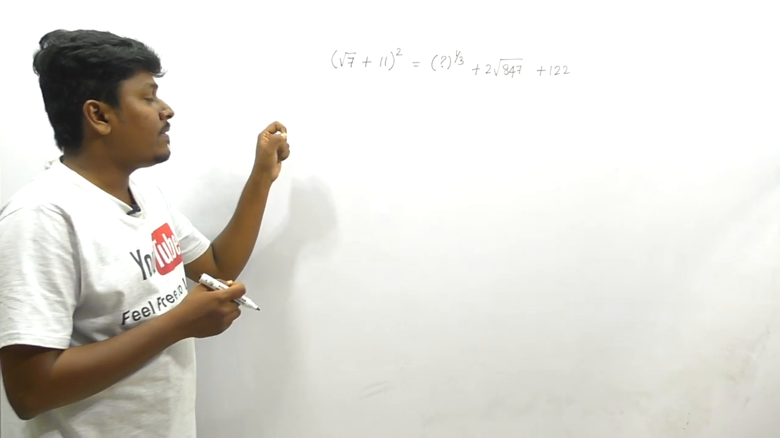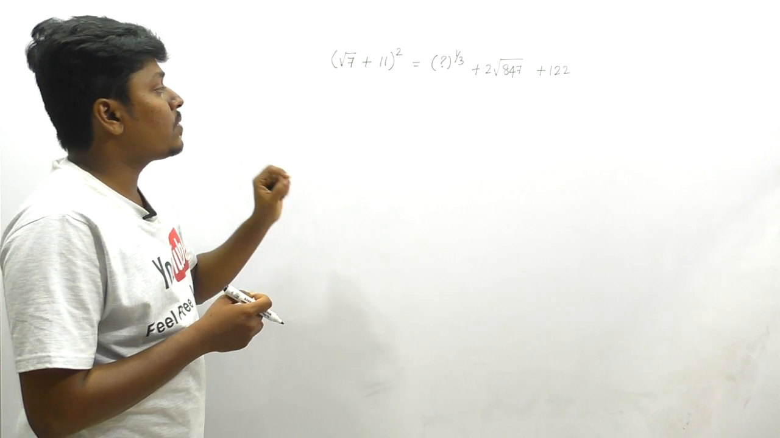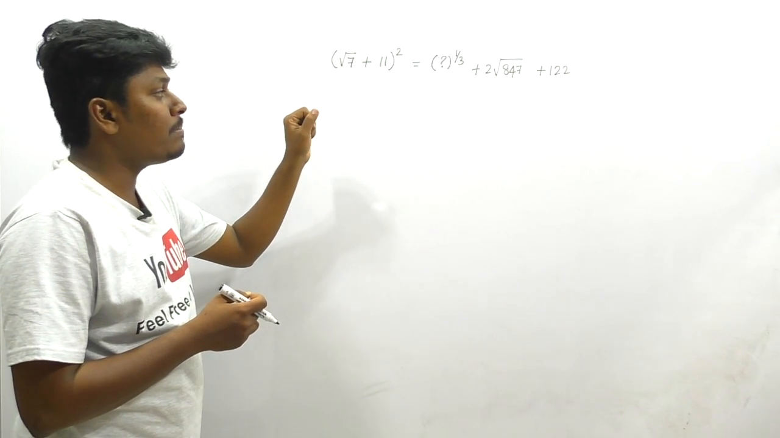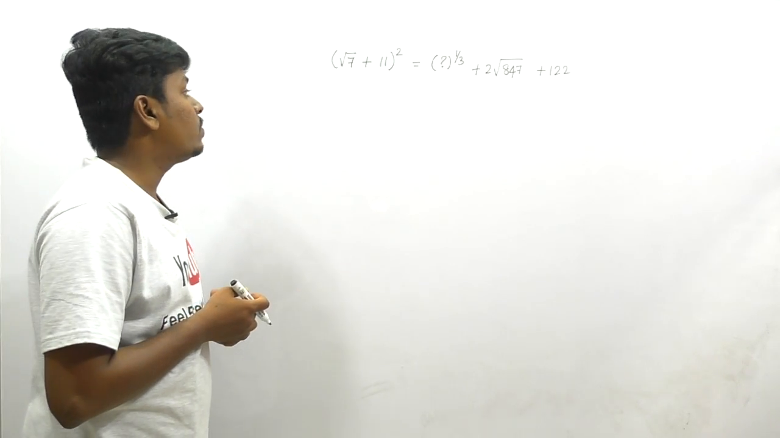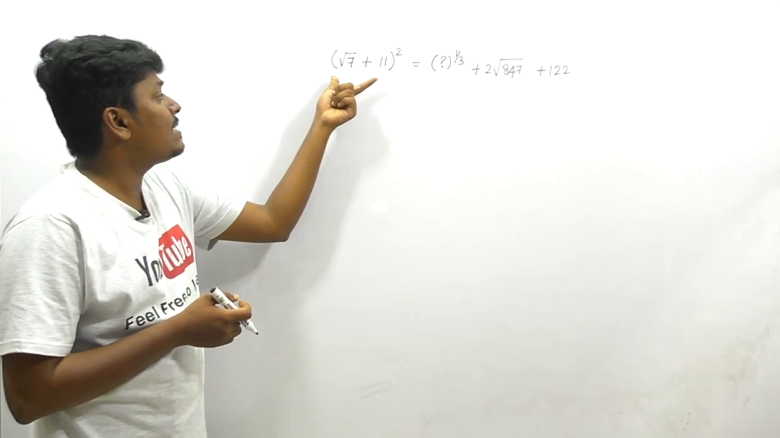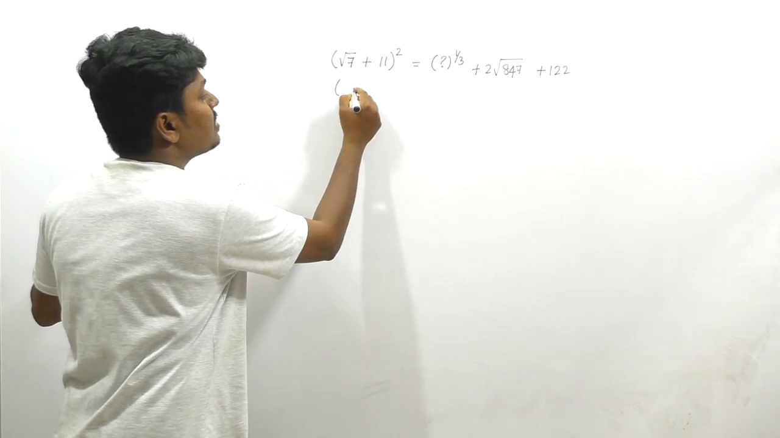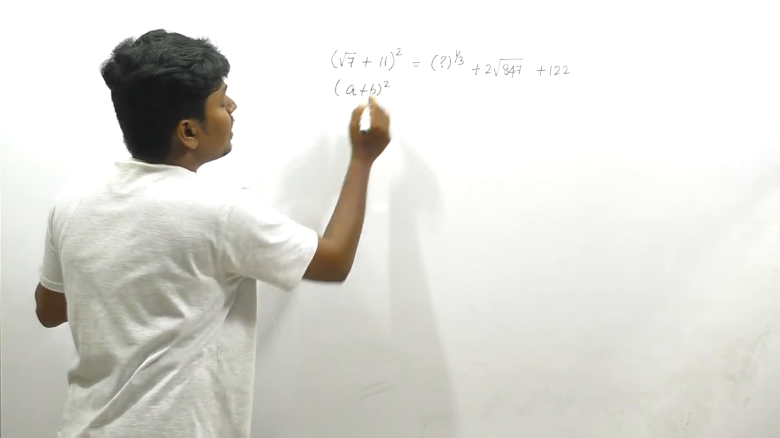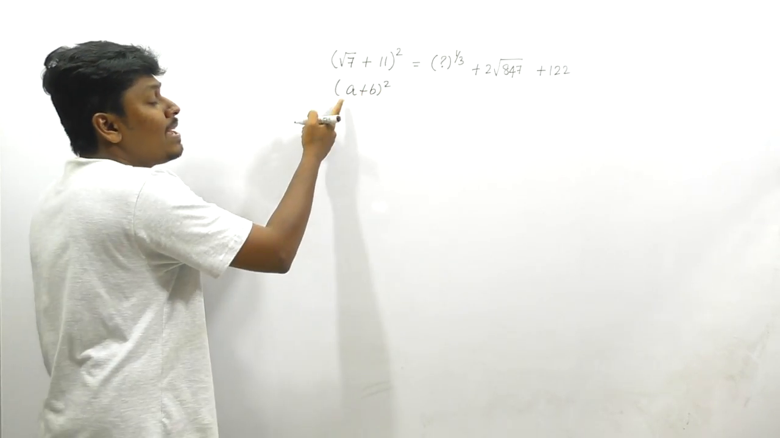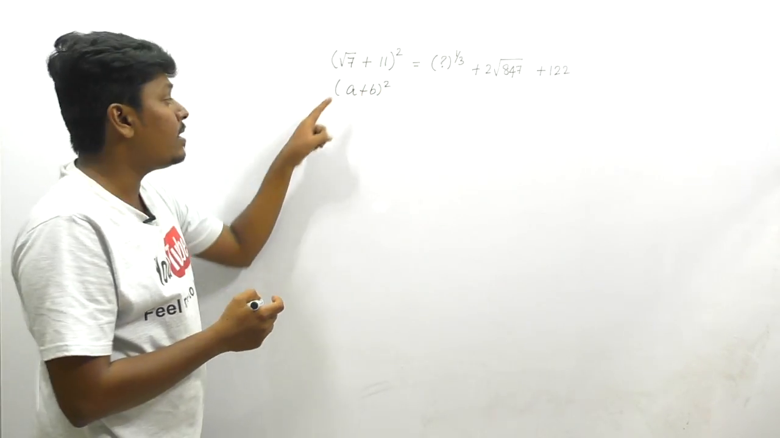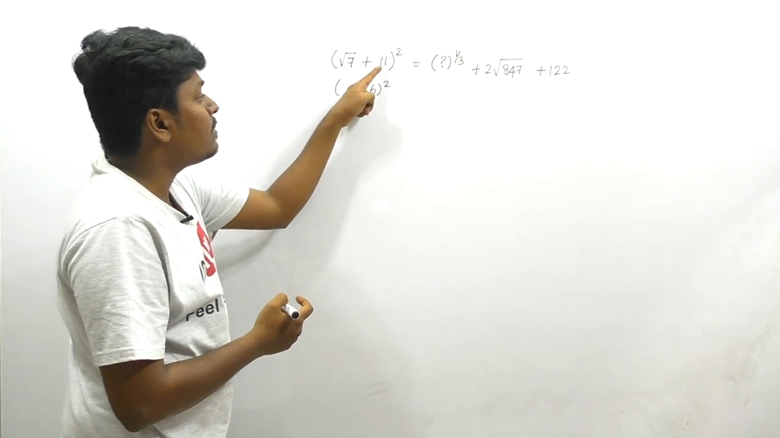So (root of 7 plus 11) whole square is equal to x power 1 by 3 plus 2 root of 847 plus 122. First of all, this LHS part looks like (a plus b) whole square. Friends, got it? We know that (a plus b) whole square is a square plus b square plus 2ab, where a is root of 7, then b is 11.